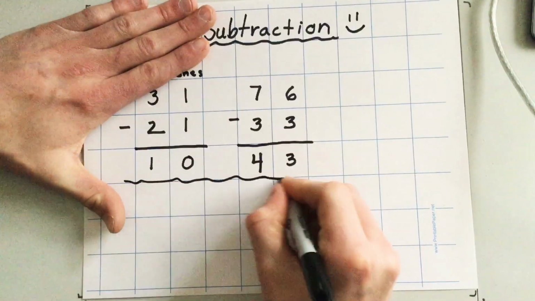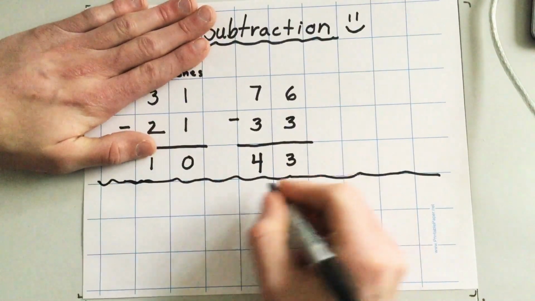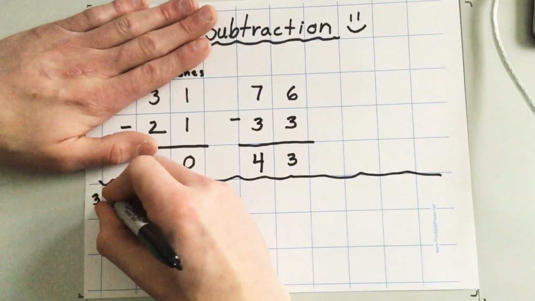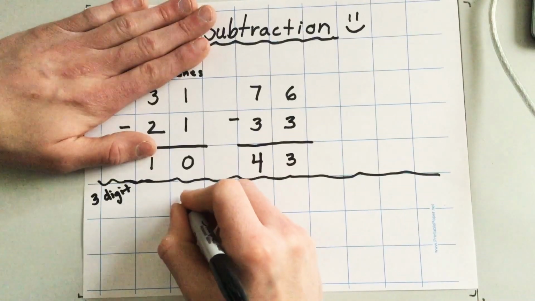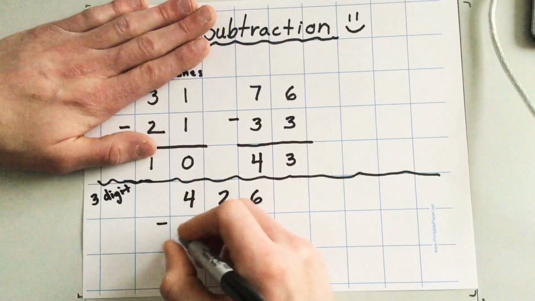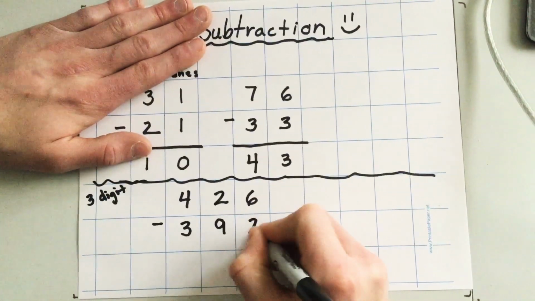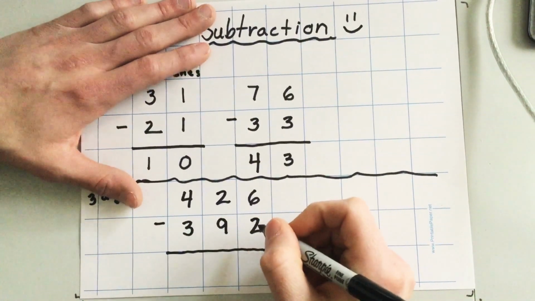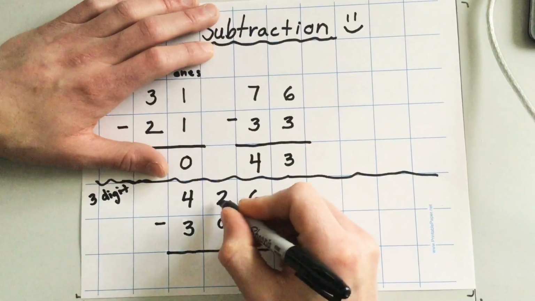Let's move down here. I'm going to make a line here so we're not confusing ourselves with the top numbers. Let's do 3-digit numbers now. Our first one, let's do 426 minus 392. I already noticed in this one that we are going to have to do some regrouping because we cannot take 9 things away from 2.